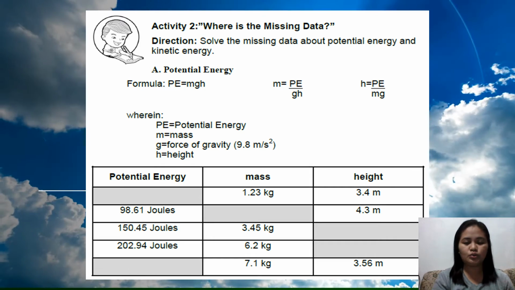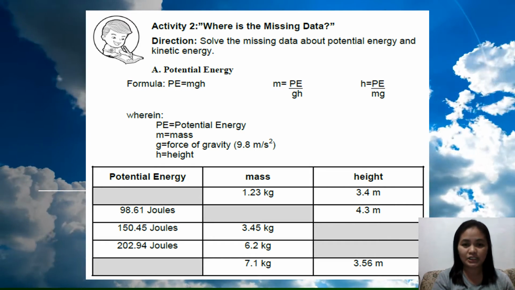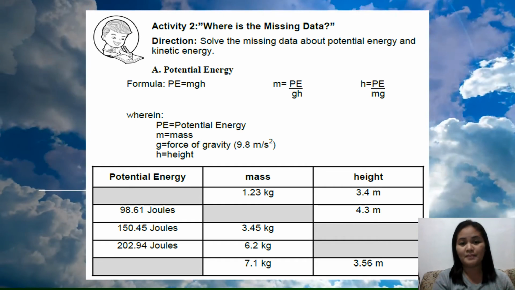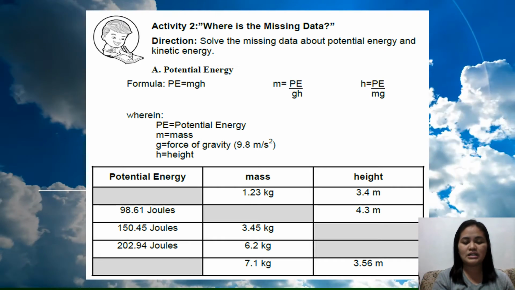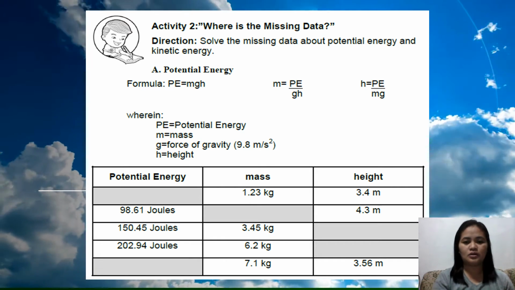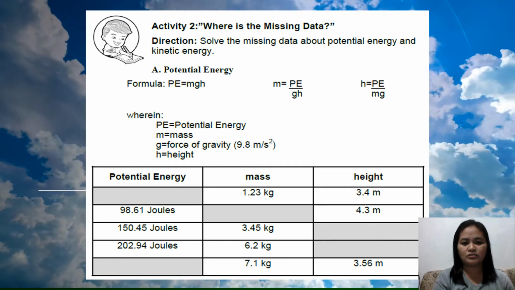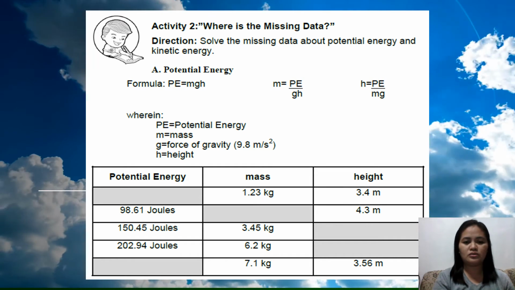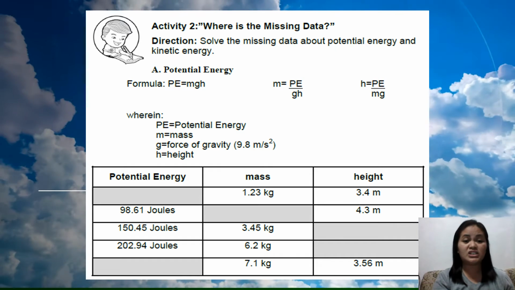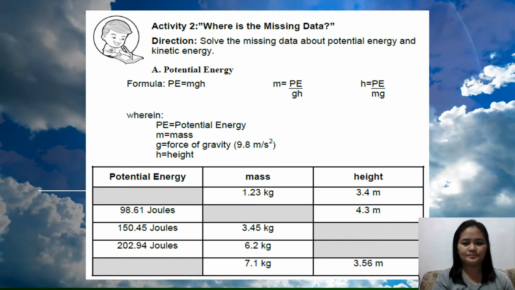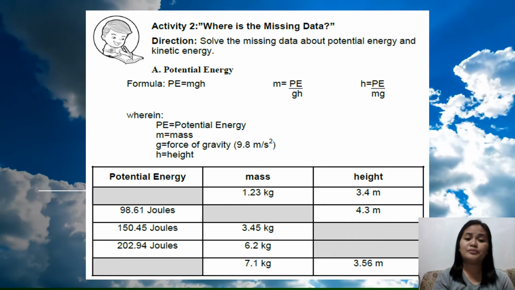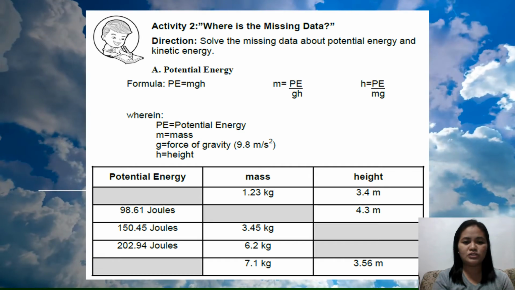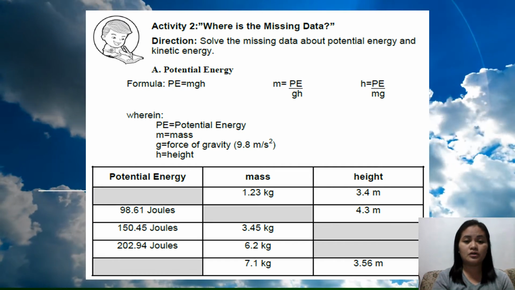PE is equal to M times G times H. Ano yung PE? Potential energy. Ano yung M? Mass. Expressed in kilogram. Tignan nyo sa column o sa table. Mass is expressed in kilogram. What is G? That is the constant value. Huwag mo na yung hanapin yun sa dyan sa given sa table. Kasi constant siya. Laging kasali. 9.8 meter per second squared ang value ni G or the so-called force of gravity.